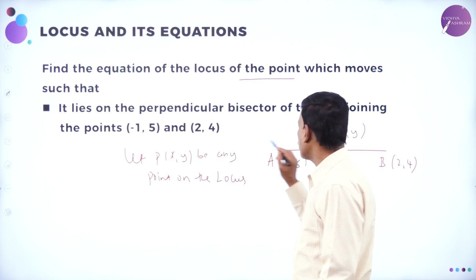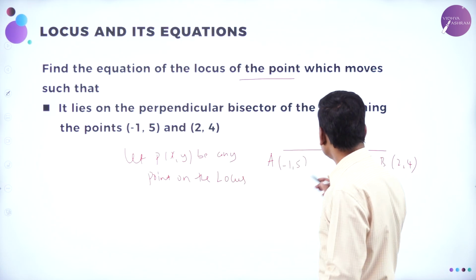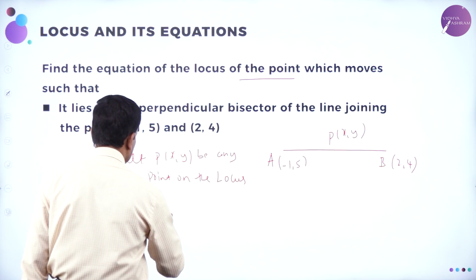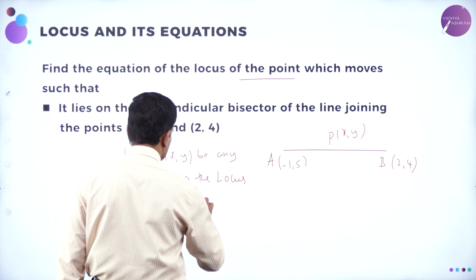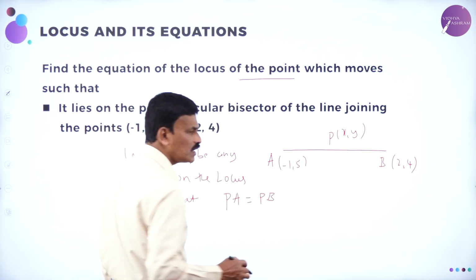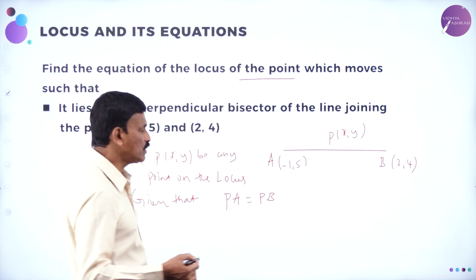So this is a perpendicular bisector, right? Now perpendicular bisector means the distance from P to A is equal to P to B, that's all. Given that the distance PA is equal to PB, now use the distance formula and simplify.